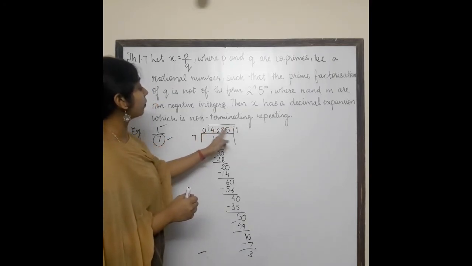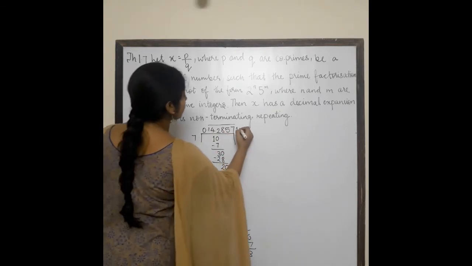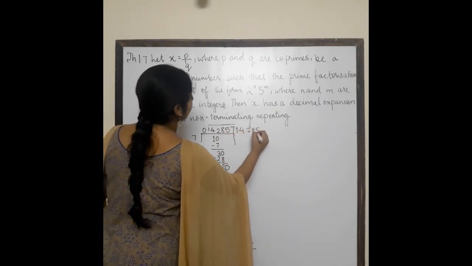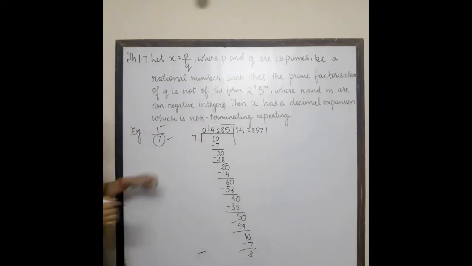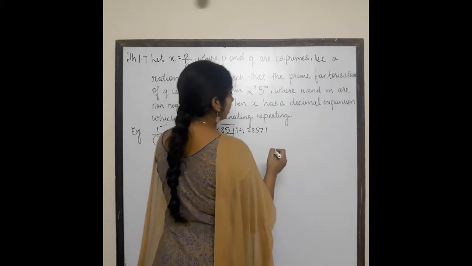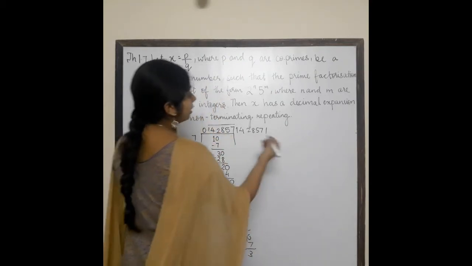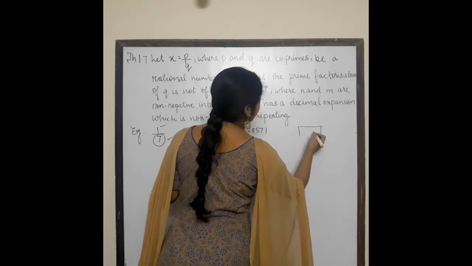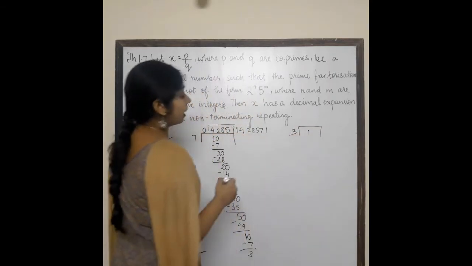0.142857 1. Again, after 1, the number will be repeated, 42857, and it will go on and on. Is that clear? Let us take another example. Let us say 1 by 3. Let us take 1 by 3. If I take 1 by 3 over here, 1 is getting divided by 3.